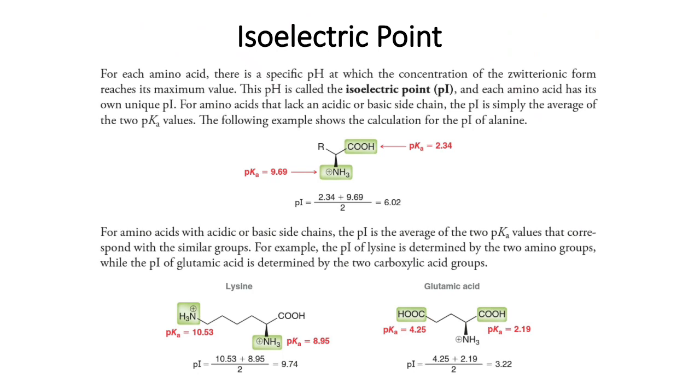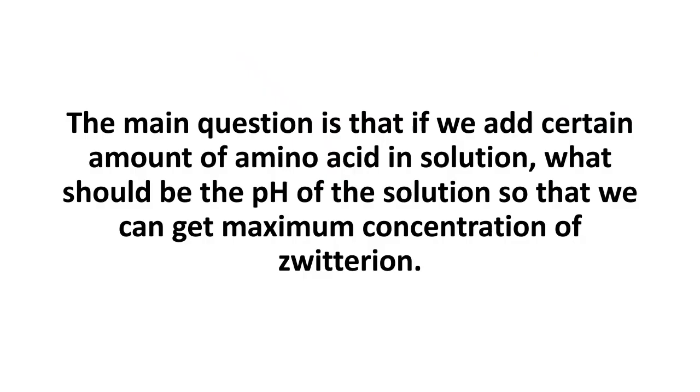Isoelectric point is the pH at which the concentration of the zwitterionic form of the alpha amino acid reaches its maximum value. You can read to know how to calculate the isoelectric point of a neutral alpha amino acid, acidic alpha amino acid and basic alpha amino acid. So the main question is: if we add a certain amount of amino acid in solution, what should be the pH of the solution so that we can get the maximum concentration of the zwitterion?